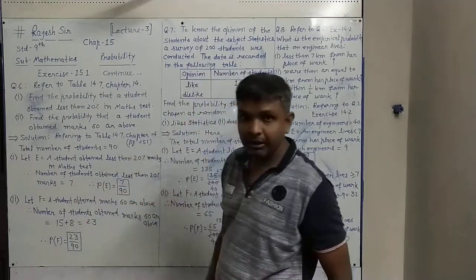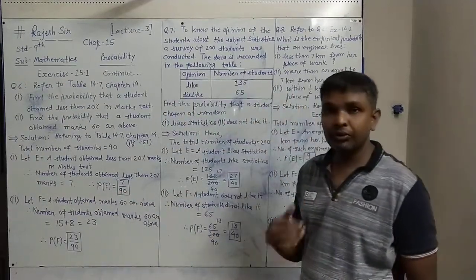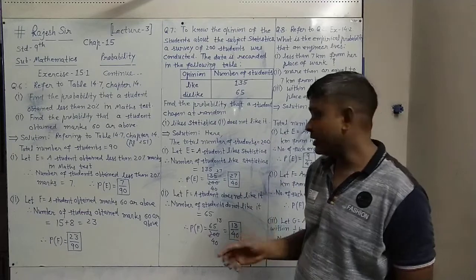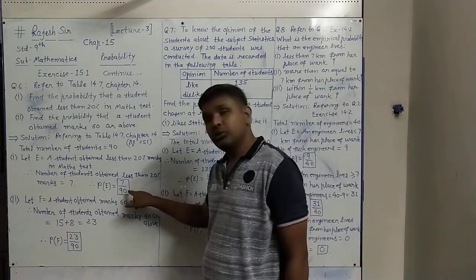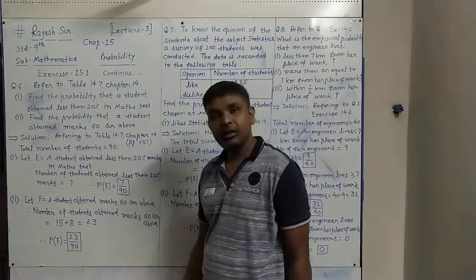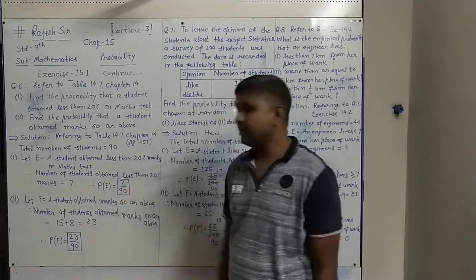So the probability will be P(E) equals the number of students who got less than 20% marks, 7, upon the total number of students, that is 90. So 7 upon 90 is the answer, referring to the table.